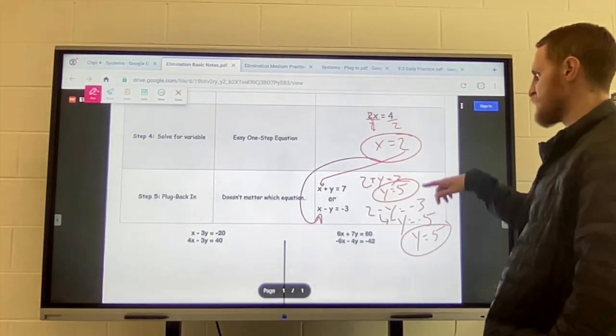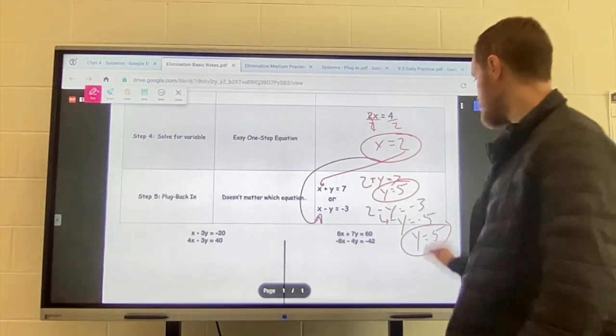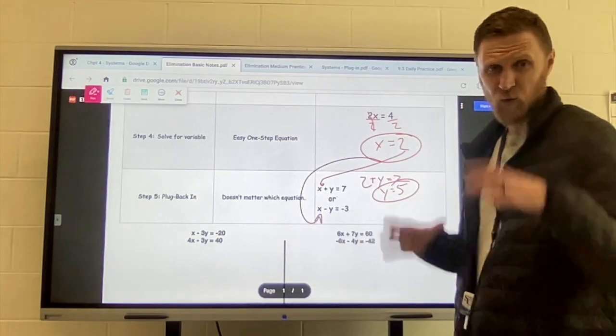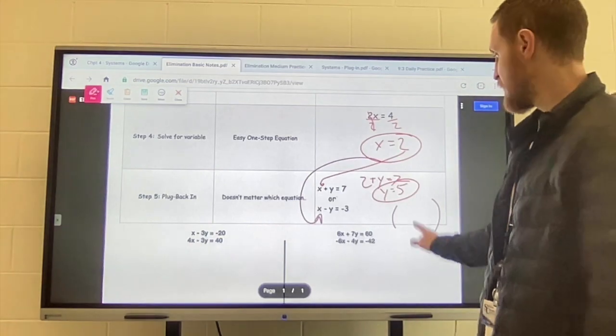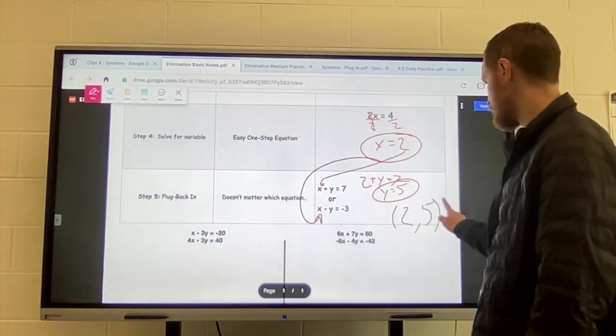So my final answer would be x equals 2 and y equals 5. And usually you'll see people put this in, or the answer would be in like a coordinate point. So it would be like you would be putting a point on a graph. The x value comes first, which is the 2, and the y value comes second, which is 5.